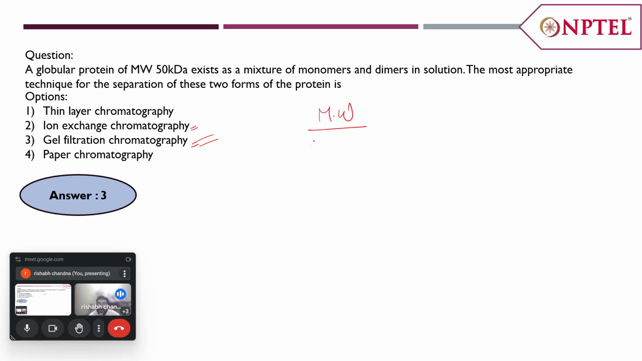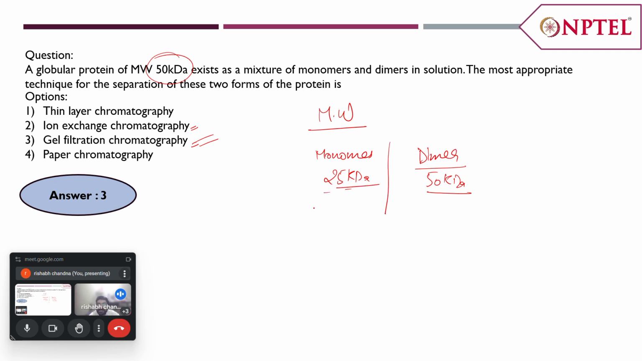So in case of a 50 kilodalton protein, it can be a monomer and it can be a dimer. So considering 50 kilodalton to be the size of the dimer, what will be the size of the monomer? It will be 25 kilodalton. So there is a huge difference between the two.